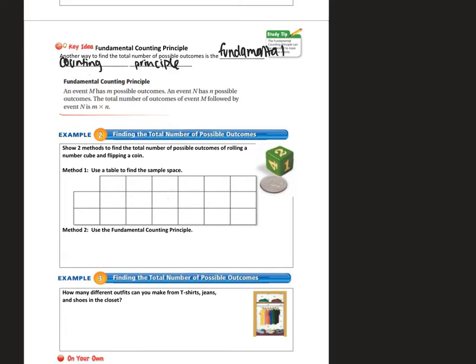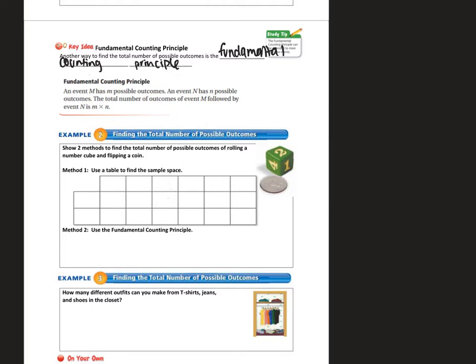So this says an event M has m options. Okay, so an event N has n possible outcomes. Okay, the total number of outcomes of event M, so some given event, so for example, the type of crust could be the M, followed by event N, so N could be the style of pizza, is m times n. Okay, so you just have to multiply the two.